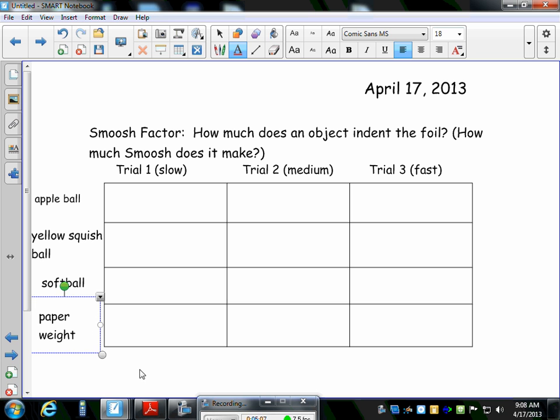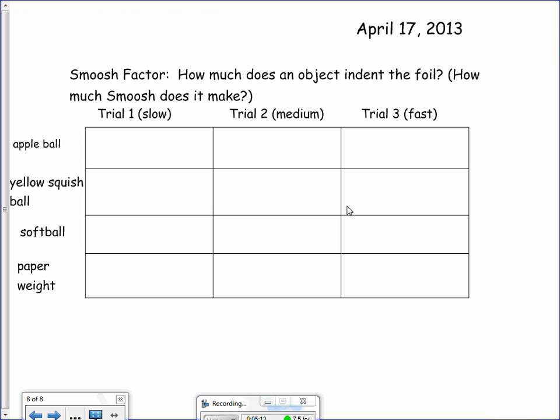So what we're going to be doing, like I said, is going outside. We're going to be throwing these different objects against a pillow covered with foil, and we're going to be looking at the amount of smush that the object makes into the foil. We're going to measure it with a meter stick, in centimeters. And then we're going to talk about what the factors are that cause the smush, and this is going to influence kinetic energy.